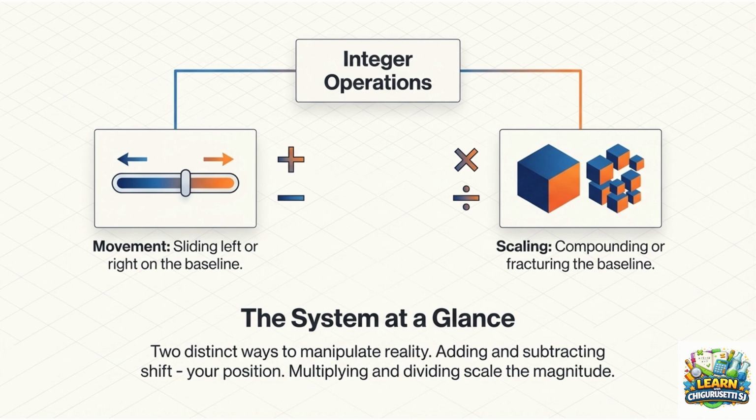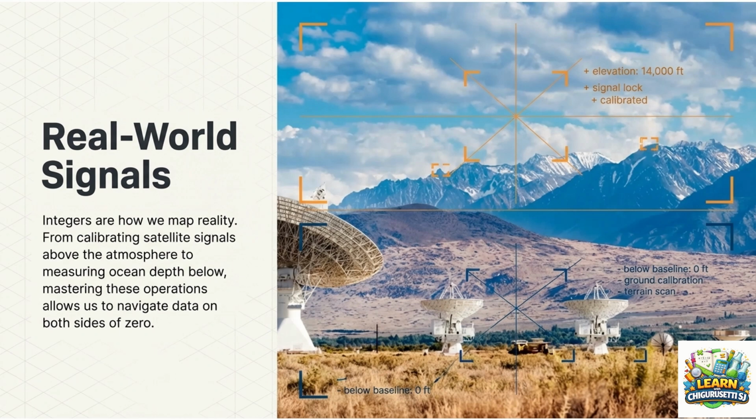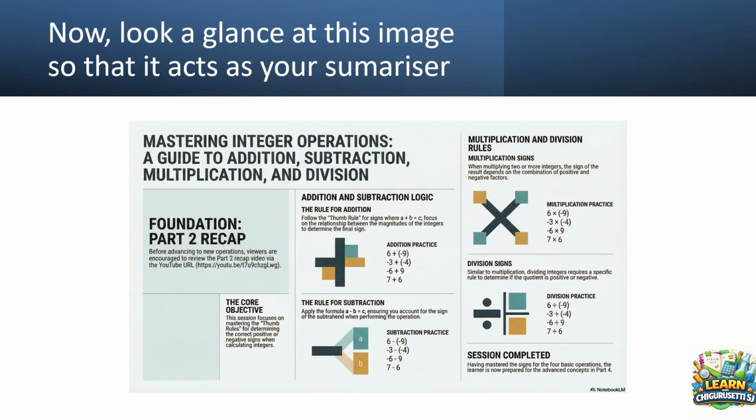Now this is the glance. You can take a glance at this image. The integer operations are separated into these types. These are also used in real-world signals, like mapping actually. If you glance at this image, you can understand everything. And remember, plus into minus is minus, minus into plus is minus, because they're opposite signs. But if they're the same signs, then minus into minus becomes plus, and plus into plus becomes plus.